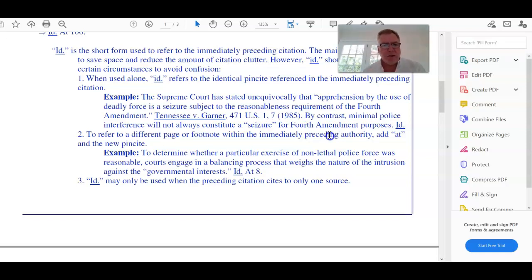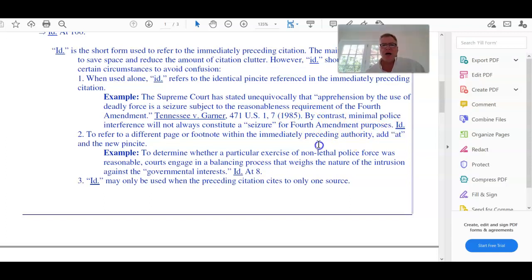Minimal police interference will not always constitute a seizure for Fourth Amendment purposes. And then he's got id. All right. So what does id tell us? It tells us that the authority for this sentence is Garner. It's in the exact same case, Garner at the same page, and it also appears on page 7. It's identical right down to the page number.